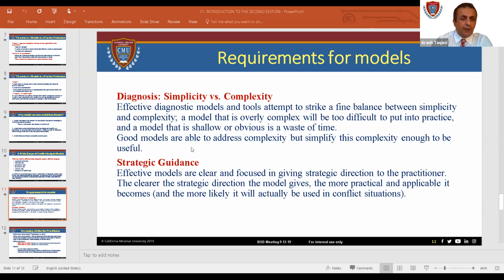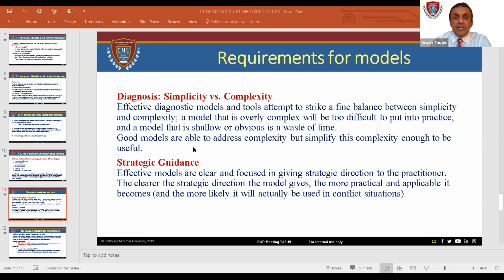What do you want to gain from this model? It is an obvious model. You don't need any model for describing obvious facts. So the balance between simplicity and complexity is very important in models. Good models are able to address complexity, but simplify this complexity enough to be useful. Good models go to find the complex and complicated parts of the real world and the realm the models are working on.